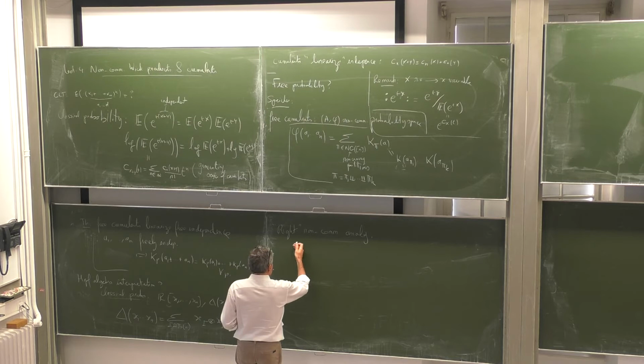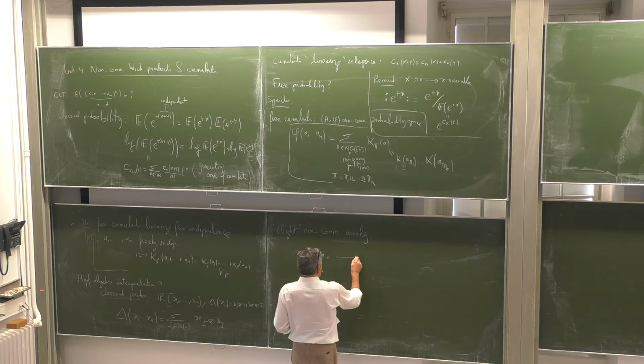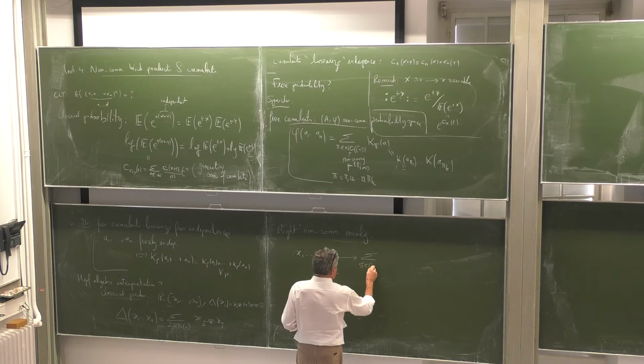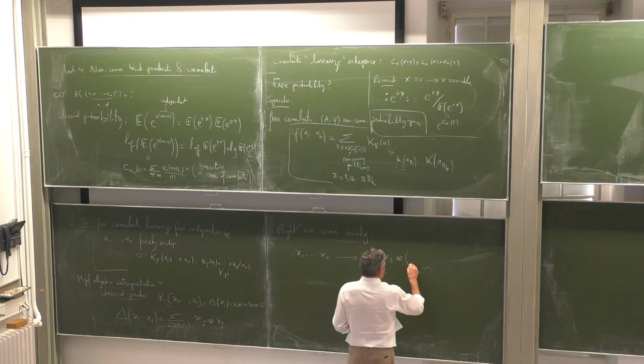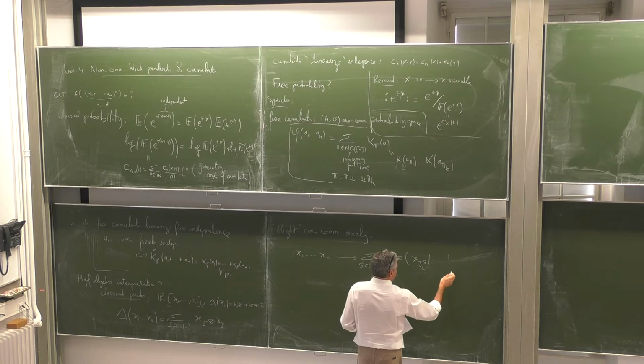So if you have a monomial x1, ..., xn, you will send it to the sum over all subsets of n. So the starting point is the same as in classical probability. But to account for the phenomena I've just discussed, you have to split the right-hand side of the coproduct in the following way.